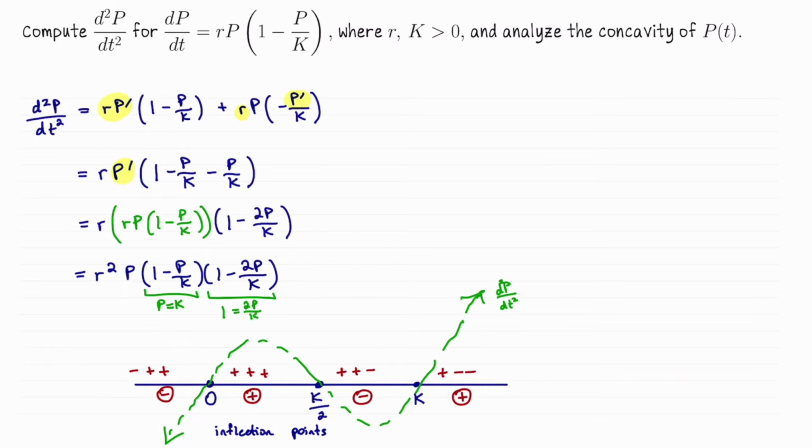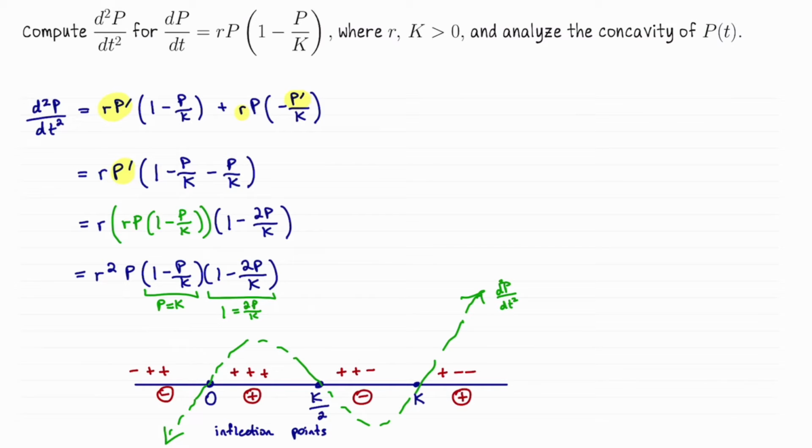Okay, so by analyzing the sign of the second derivative, we can figure out the concavity of these solutions. It's concave down smaller than 0, whatever that means. Again, we're talking about populations here. Then it's concave up between 0 and the middle inflection point, concave down between the middle inflection point and k, and then concave up again.